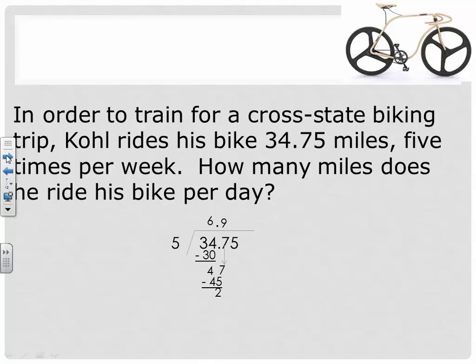Subtract is my next step. That gets me 2 left over. Now I'm going to bring down again. 5 goes into 25, 5 times. That should work out evenly. That gets me to 0. The only way I know I'm done is that I have a 0. We are saying he rides 6 and 95 hundredths miles per day.